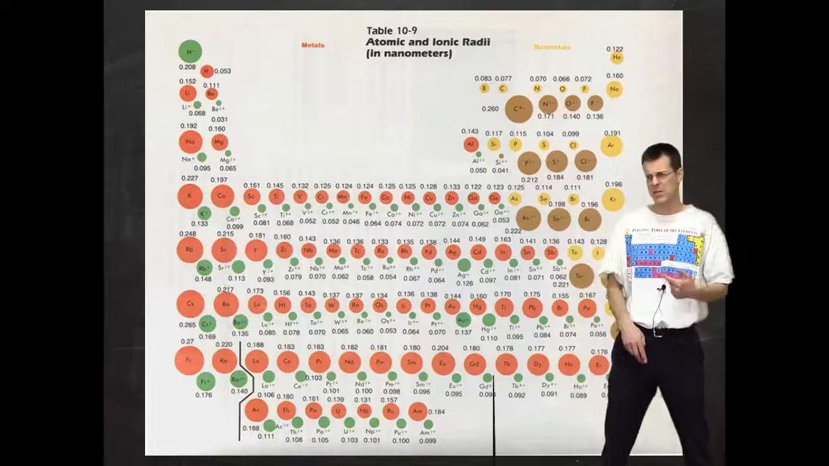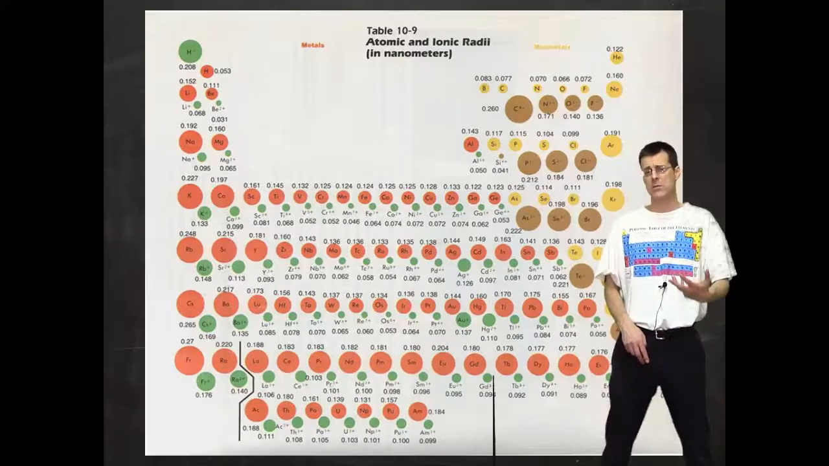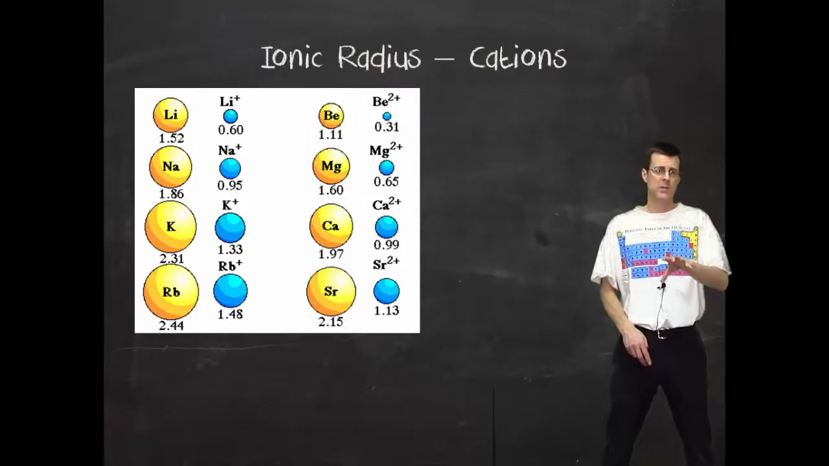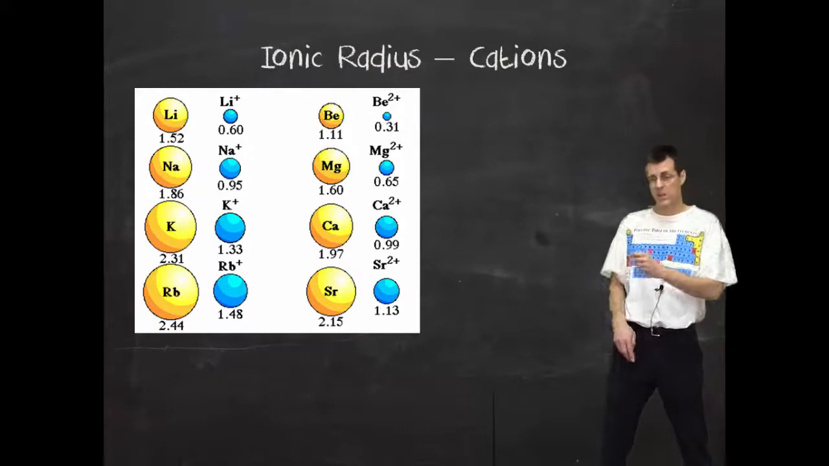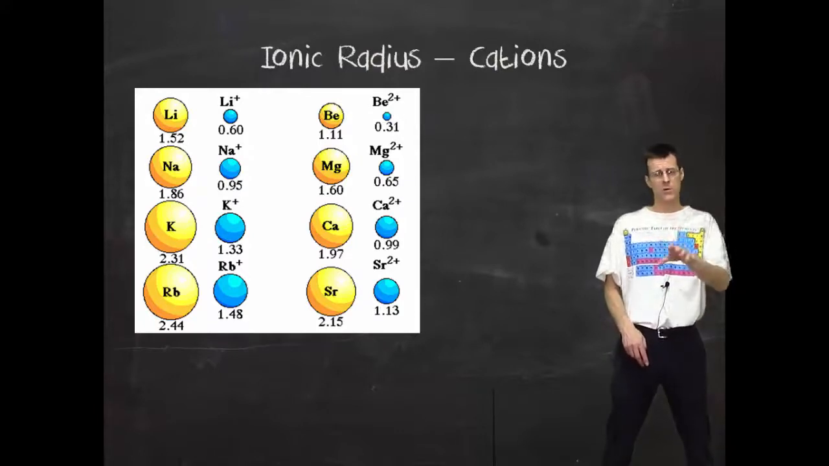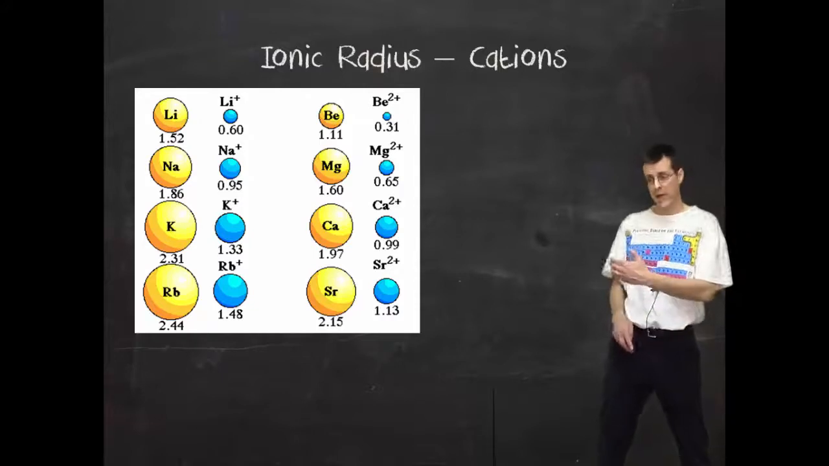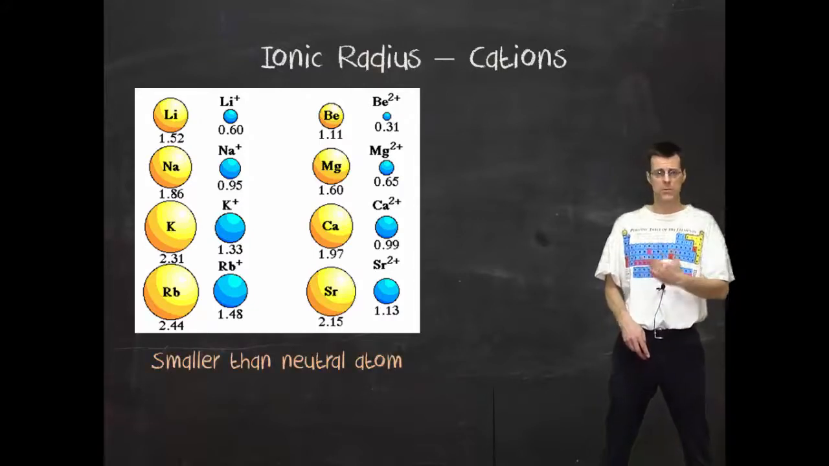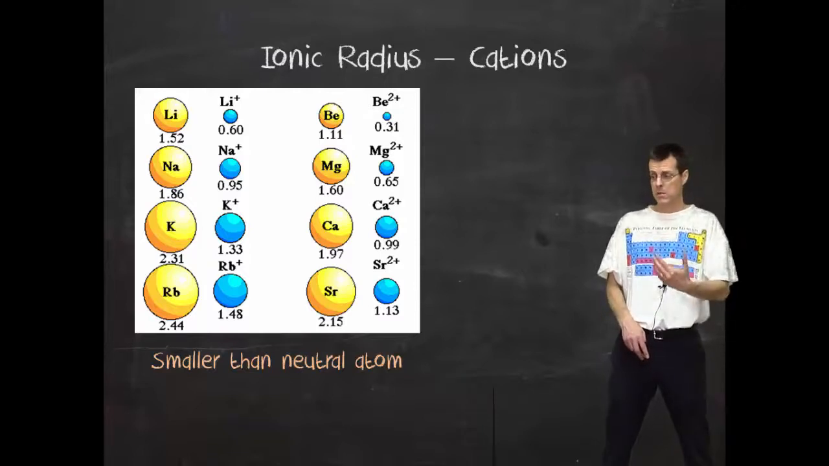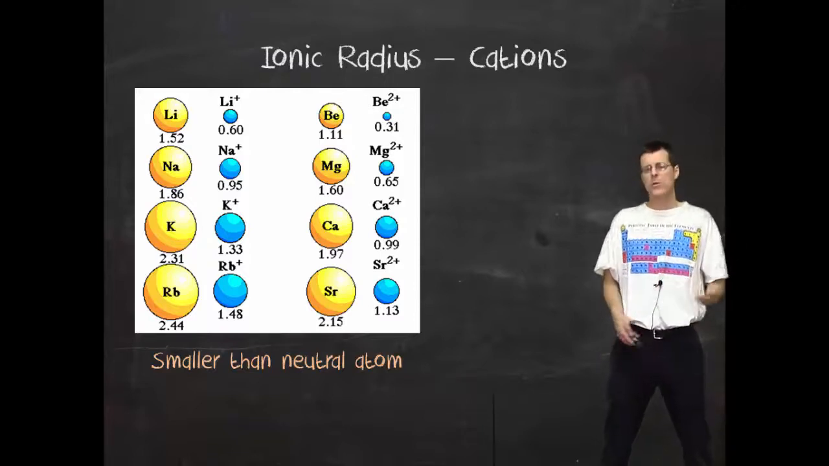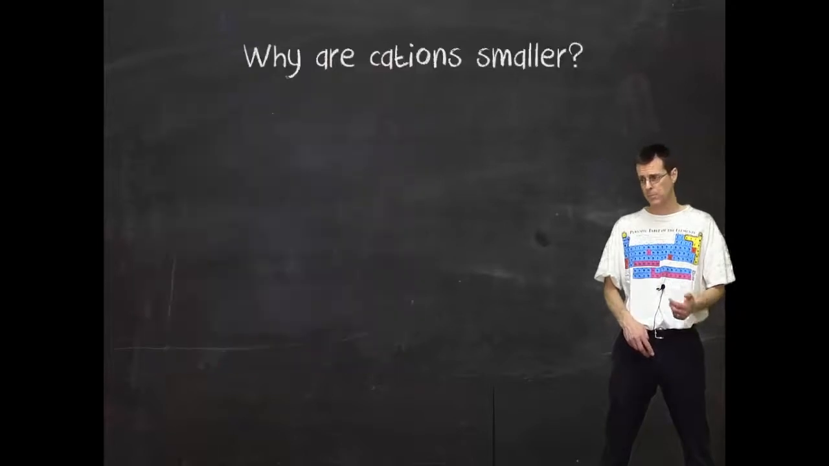Well, if I went back and looked at this table and now talk about some of the other circles on there, the other circles that go along with each element are the ions. So we're going to break it down into two parts. We're going to start with the cations, positively charged ions. And we'll notice that the cations are always smaller than the neutral. And we don't really care how much smaller. Some of them are significantly smaller. We want to know why they're smaller.